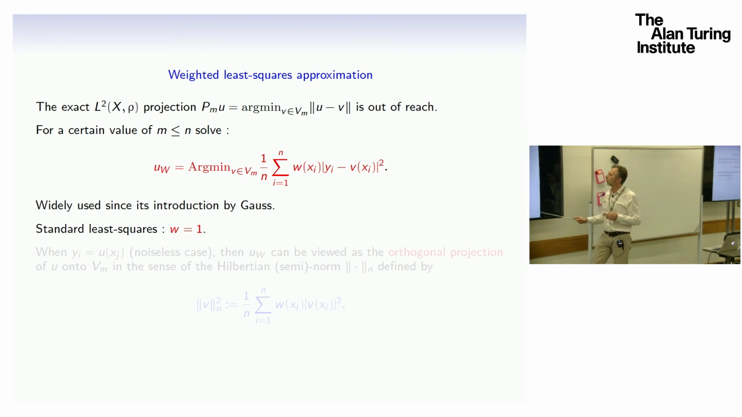And this is what we call weighted least squares. In the case where w equals 1, this is just standard least squares.